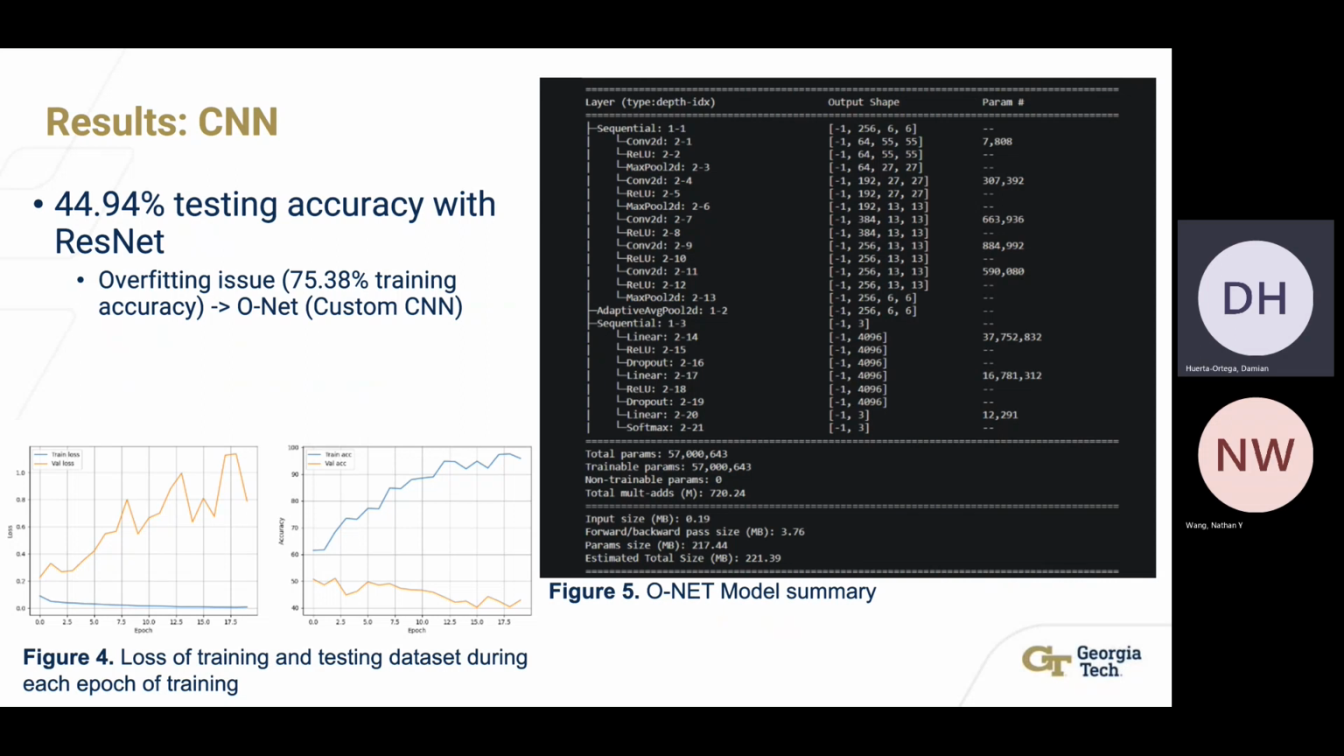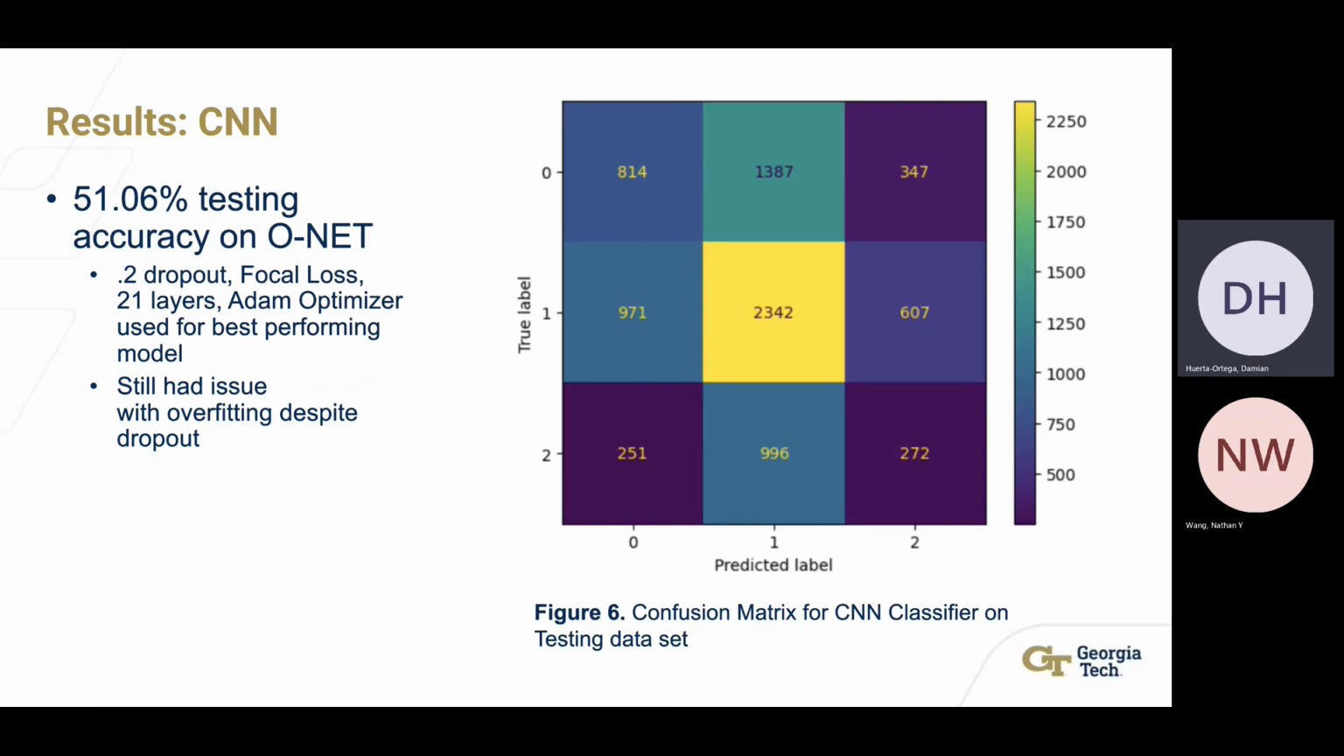As you can see, there's still kind of an overfitting issue here, despite us ranging our dropout drastically over various execution runs. We couldn't really combat this and close the gap as much as we would like to, but we were able to achieve a testing accuracy of 51.06%, which is the highest that we obtained for all of our classifiers. We did this with 0.2 dropout using focal loss to emphasize the importance of classifying hard to classify examples, and we used the Adam optimizer.